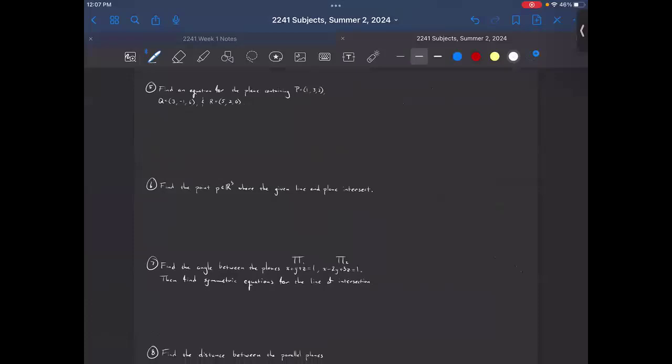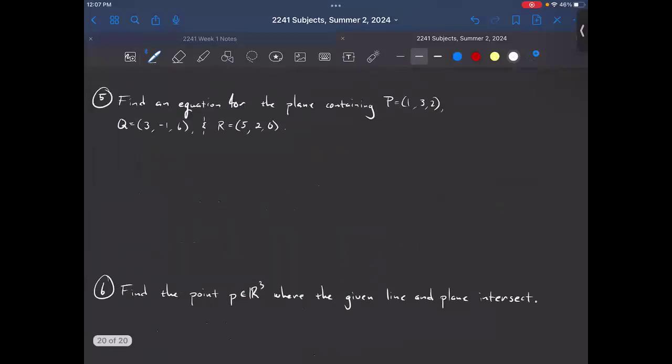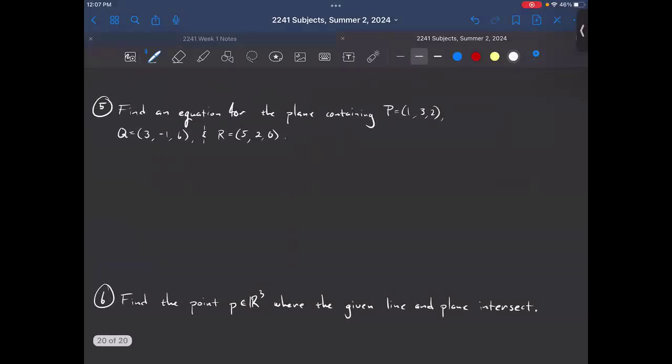Welcome back. We're going to continue our examples for section 1.5 here. So here we have problem number 5. It says, find an equation for the plane containing these 3 points. All right, so now we get a little practice with that table that was in the overview video. So what do we need to do?